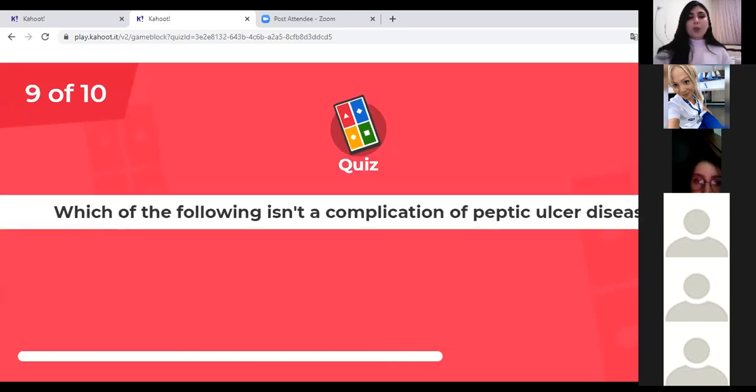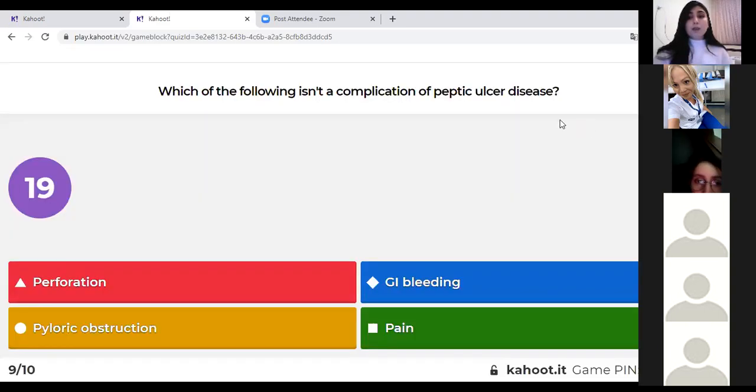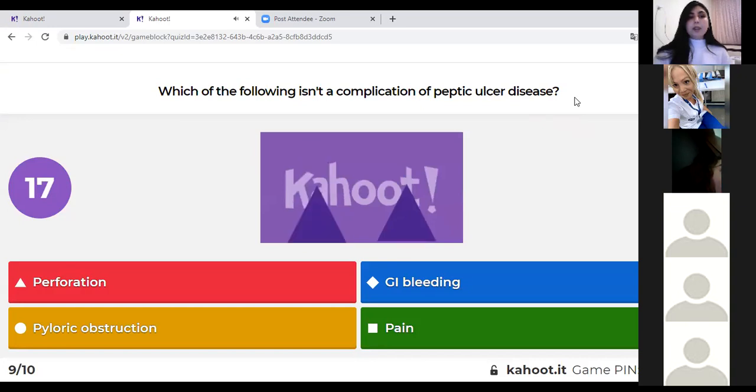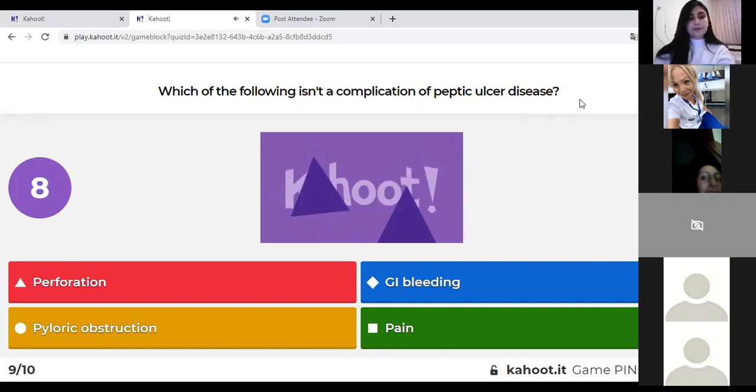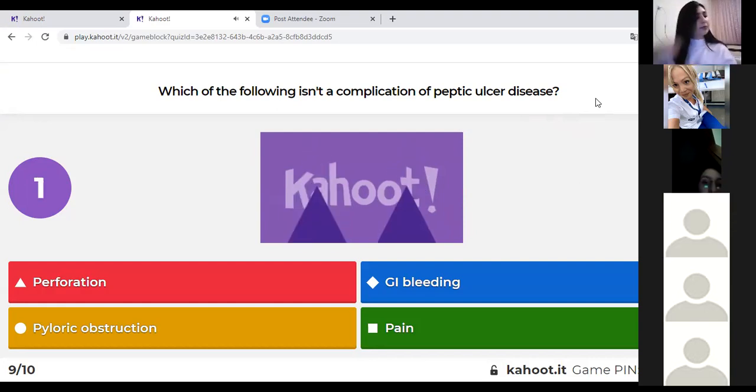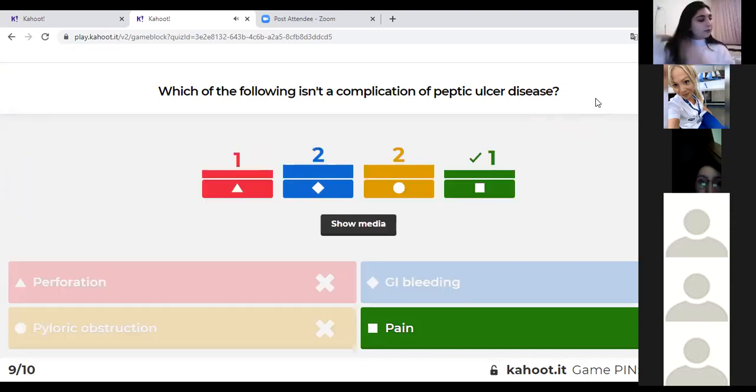Which of the following isn't a complication of peptic ulcer disease? Perforation, gastrointestinal bleeding, pyloric obstruction, and pain. Okay, the true answer is pain.